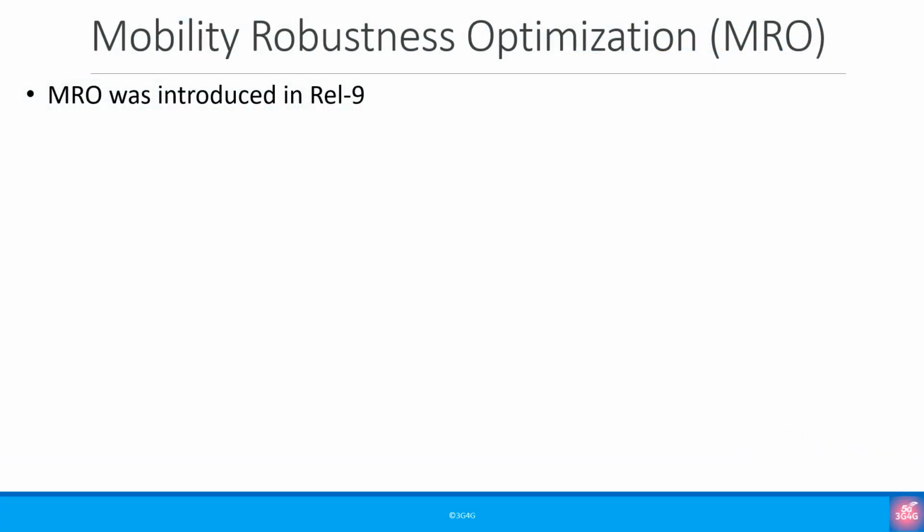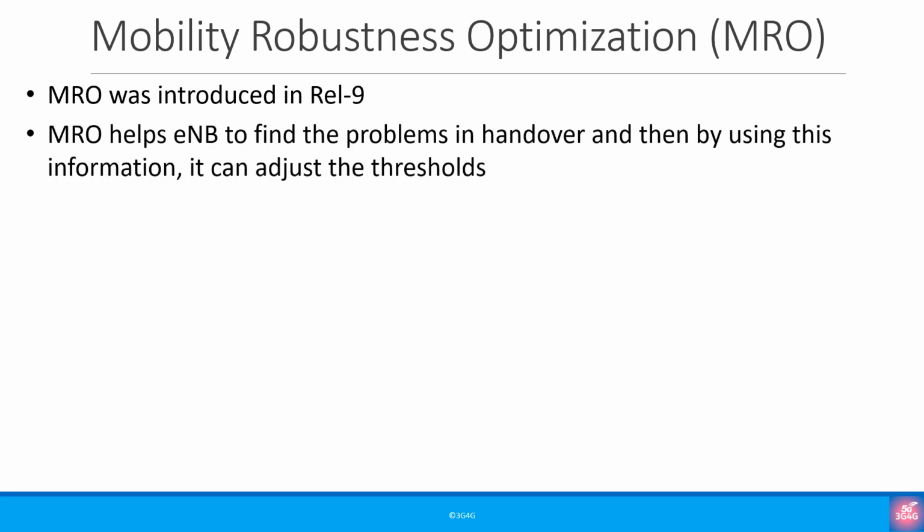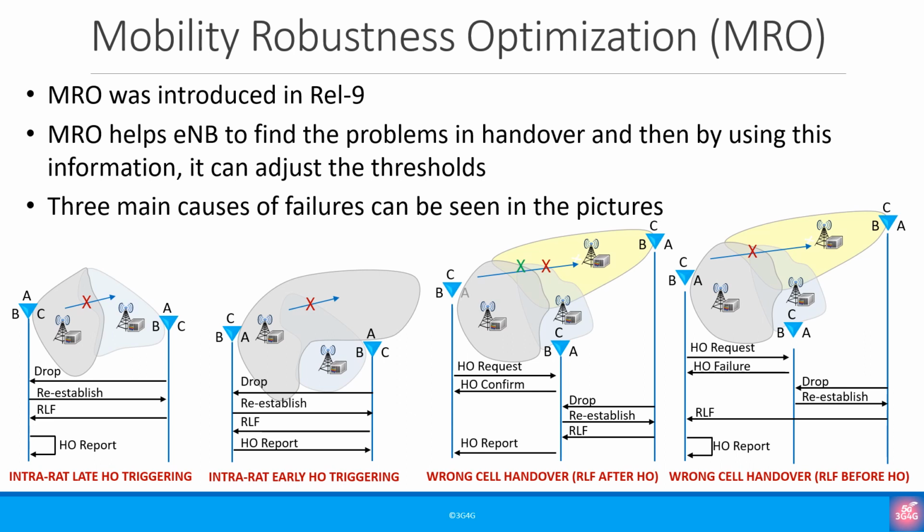MRO was introduced as part of 3GPP Release 9. MRO helps the eNode B to find the problems in handovers, and then by using this information, it can adjust the thresholds to ensure that these problems disappear. There are three main causes of failures as can be seen in the pictures here. Let us look at them one by one.